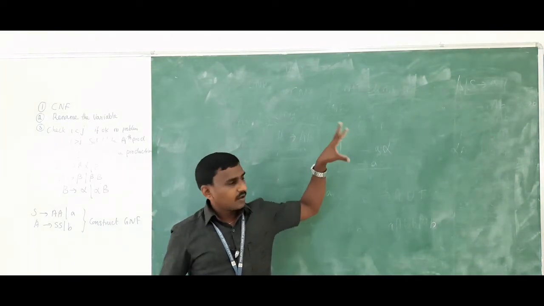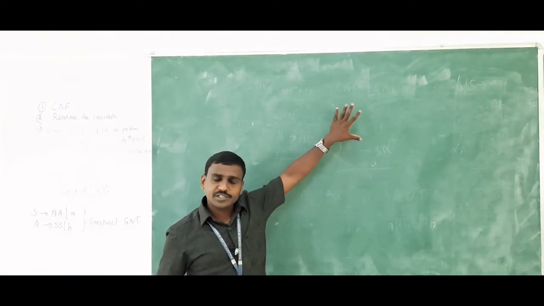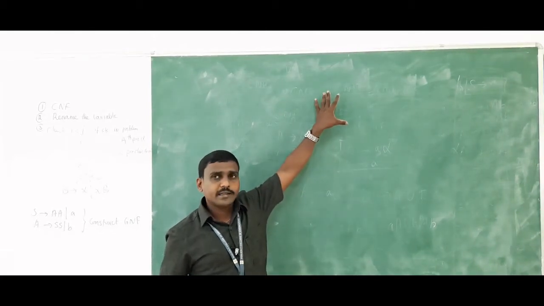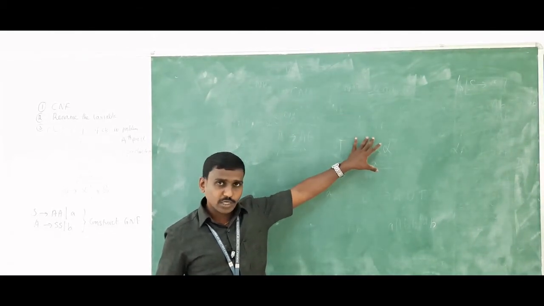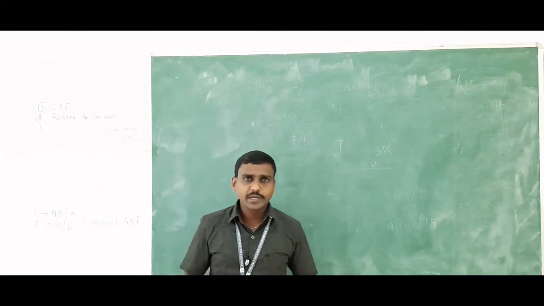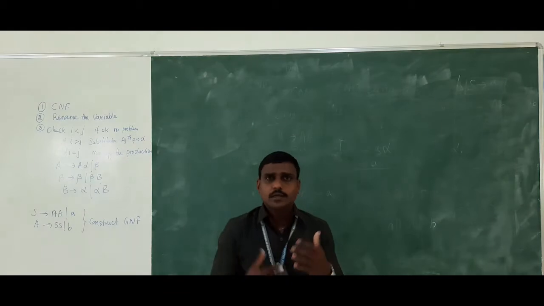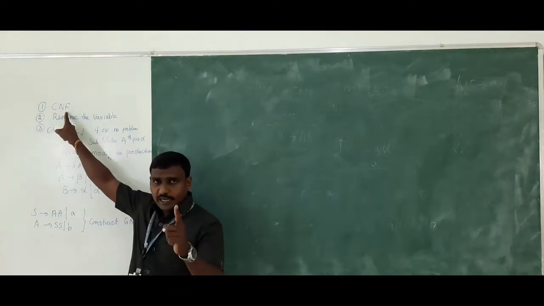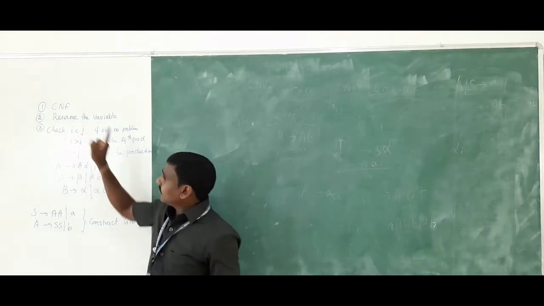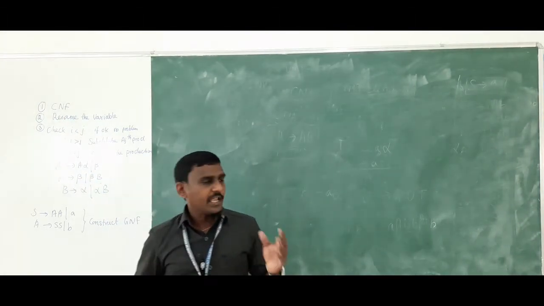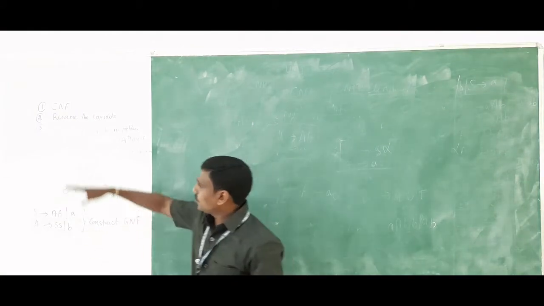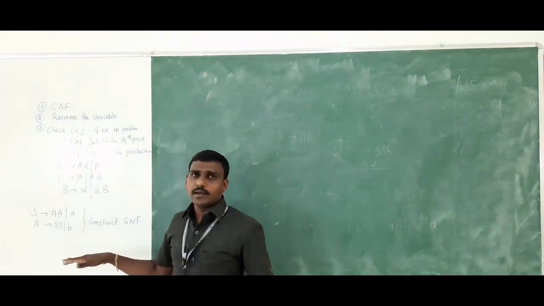So as usual, a general grammar we cannot convert directly into Greibach normal form. What do you want to do? A general grammar, you have to convert into Chomsky, then you have to convert into Greibach. Normally they will give a Chomsky normal form. First you have to check whether the given grammar is in Chomsky normal form. Then you want to rename the grammar as A1, A2, A3. That I will explain while doing a problem.